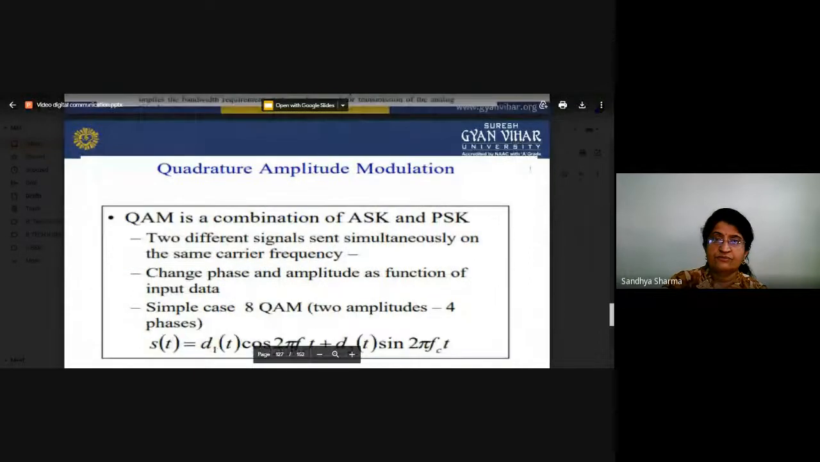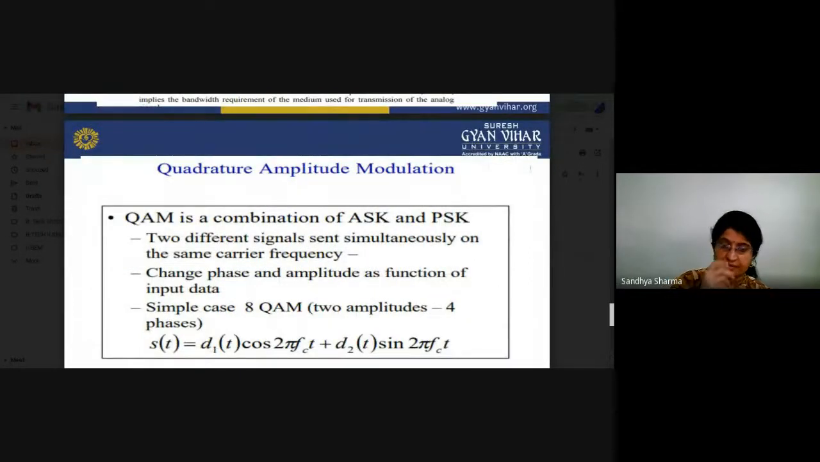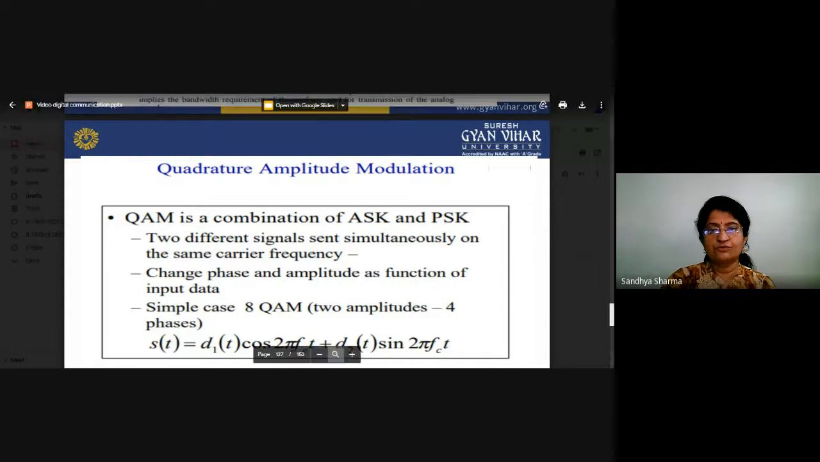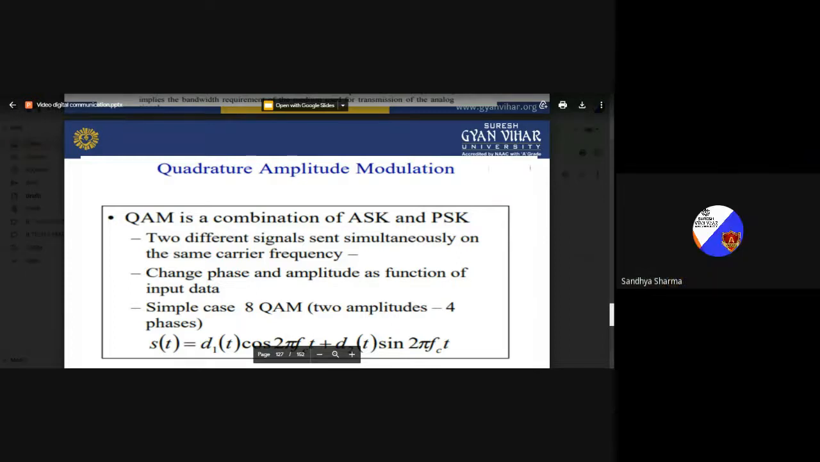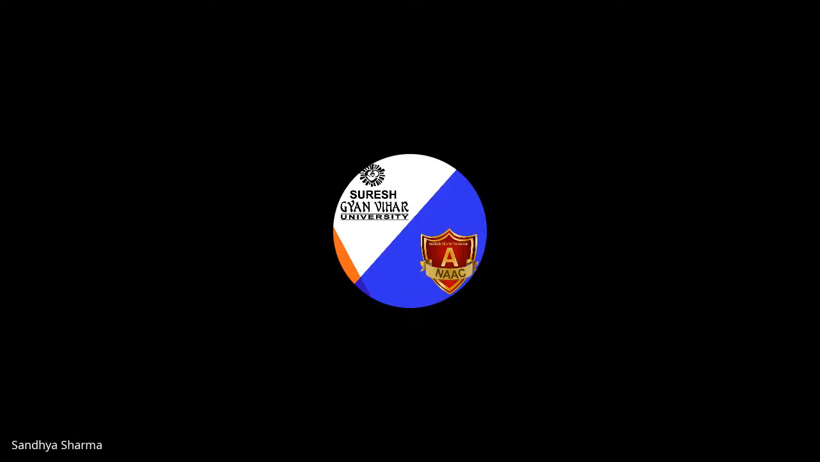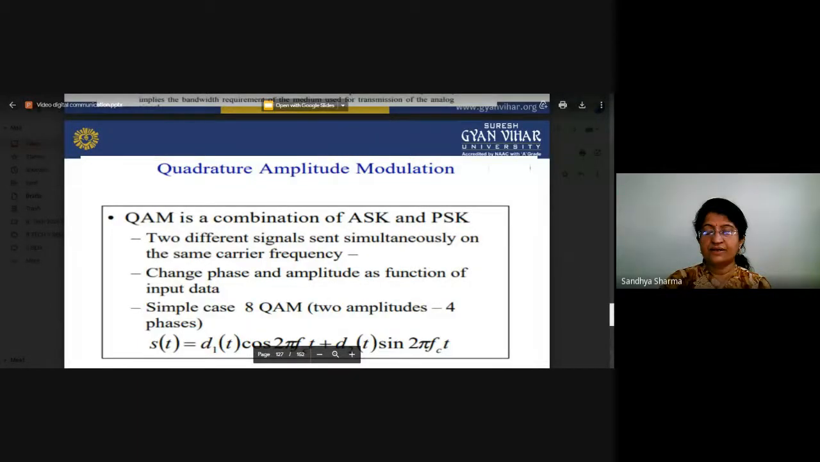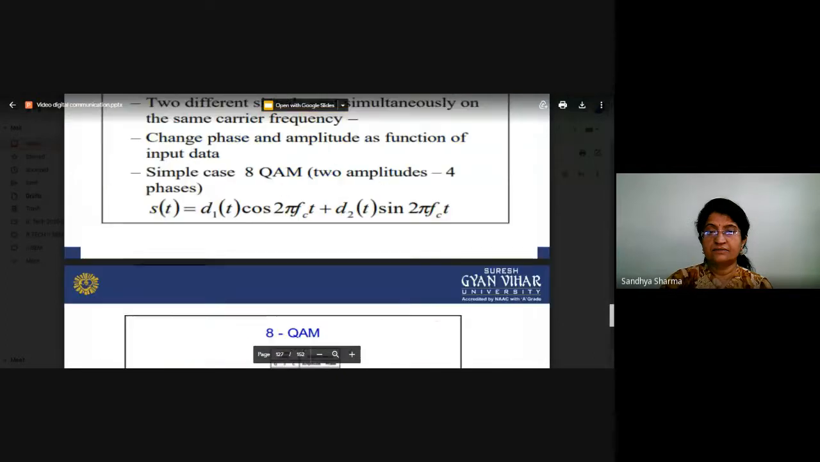We also have to see the reference. So what are the basic equations, and how can you write the basic equation of quadrature amplitude modulation? Basically QAM is the combination of ASK and PSK. So there is D1(t) cos 2πfct and D2(t) sin 2πfct, where there is a phase change. So those are the two amplitudes, and you can see the equation D1 cos 2πfct plus D2 sin 2πfct.